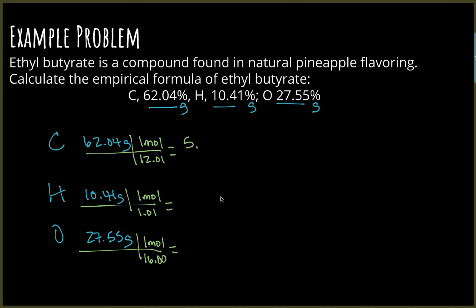So 5.166 moles, 10.307 moles, and 1.722 moles. Now I'm going to divide by the smallest. So this is my smallest. So I'm going to divide all of them by that.